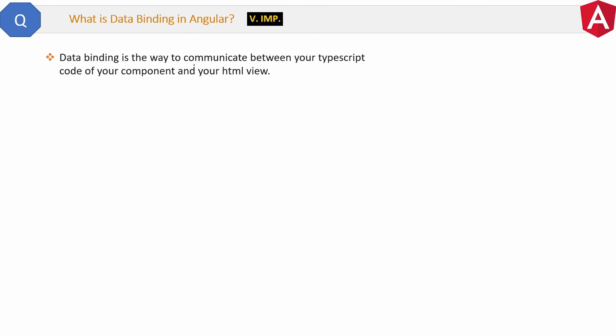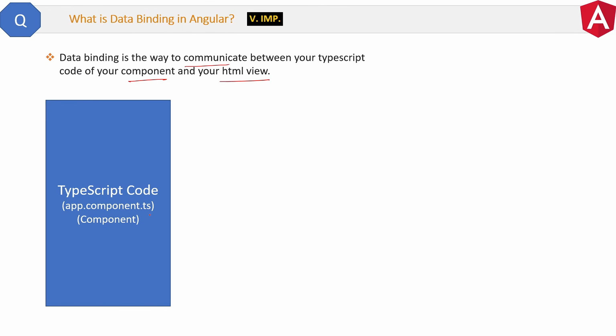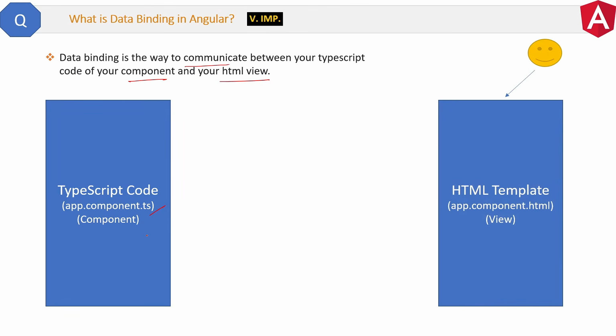Here is a very important question. What is data binding in Angular? First, the definition. Data binding is the way to communicate between the TypeScript code of your component and your HTML view. So in our Angular project, we have our TypeScript code written in the app.component.ts file. All the business logic like receiving data from the APIs is written here, right? But after processing the data, we have to display this in the HTML file, which is also called the view, right?